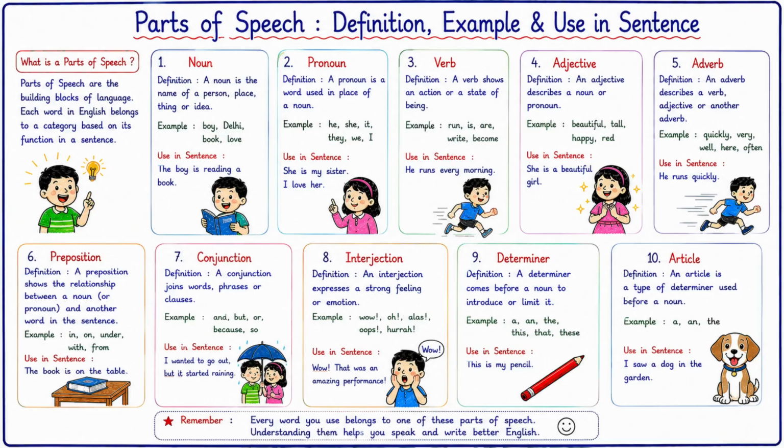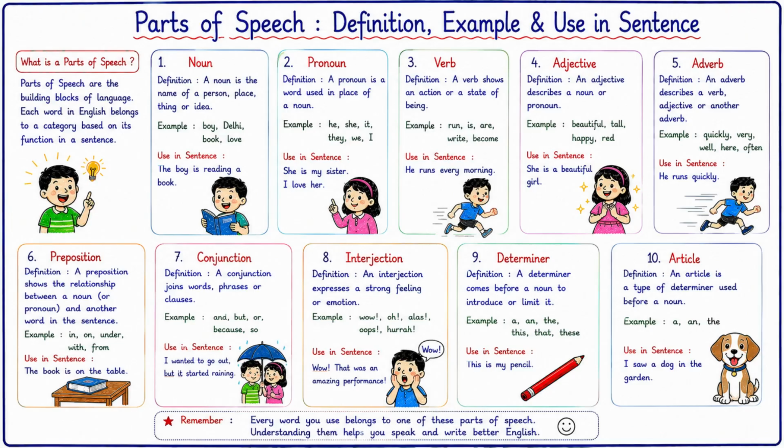Look at this sentence. "The boy is reading a book." Here, the boy is a noun because it names a person. And book is also a noun because it names a thing. Nouns are extremely important because they often tell us who or what a sentence is about.